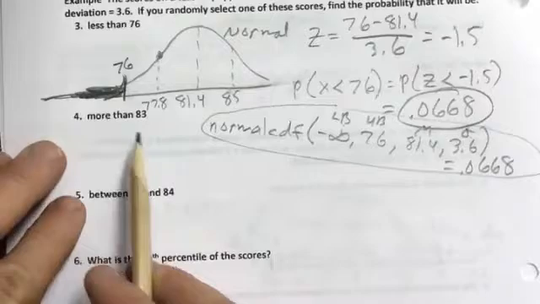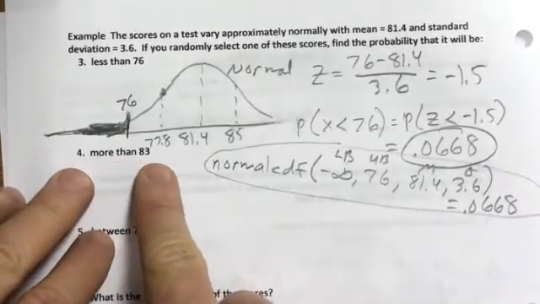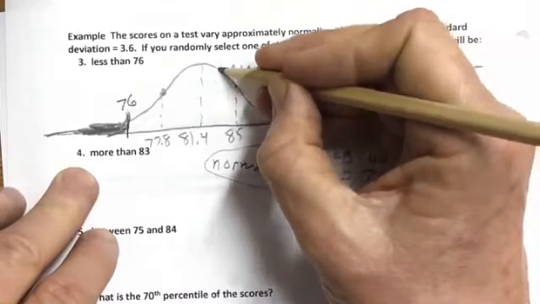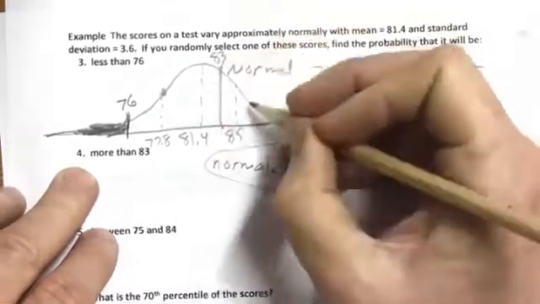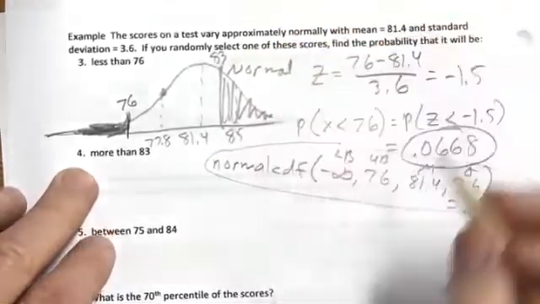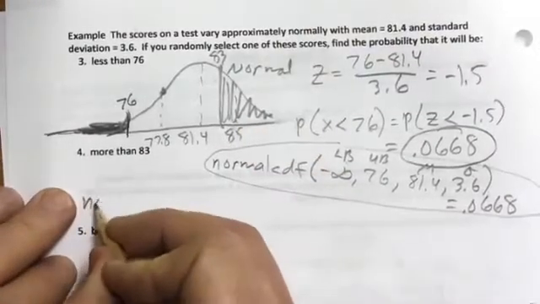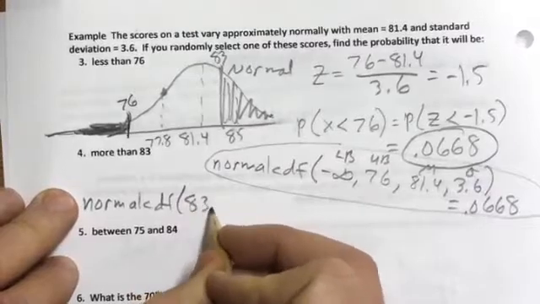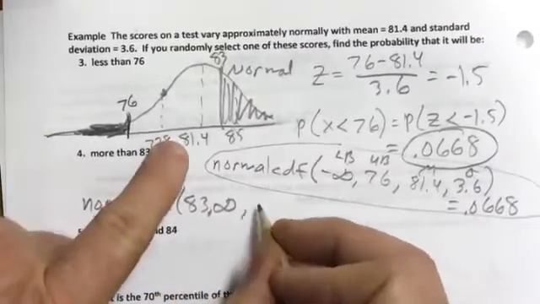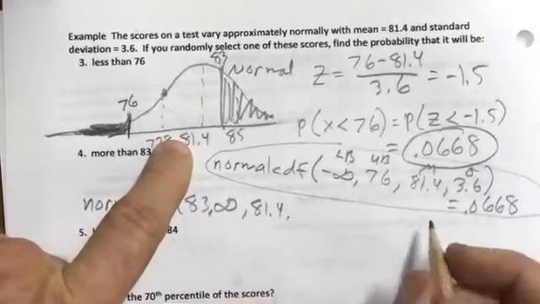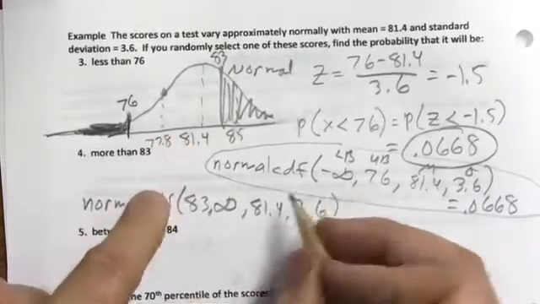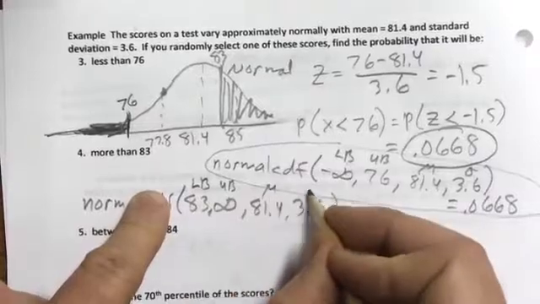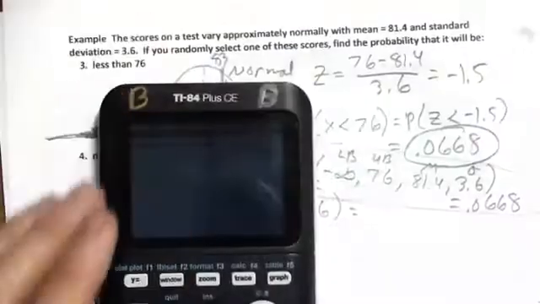All right, number 4, what's the probability that you'll get a value greater than 83? Well, let's mark that. So 83 is right up here somewhere, and we're shading above it. So we'll do normal CDF from 83 to infinity. Our mean is 81.4, and our standard deviation is 3.6. We have to label these every time: LB for lower bound, UB for upper bound, mu, and then sigma.